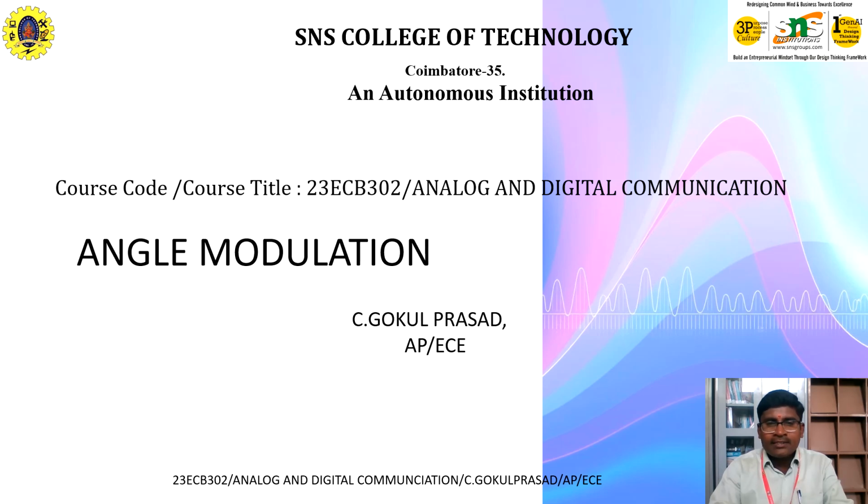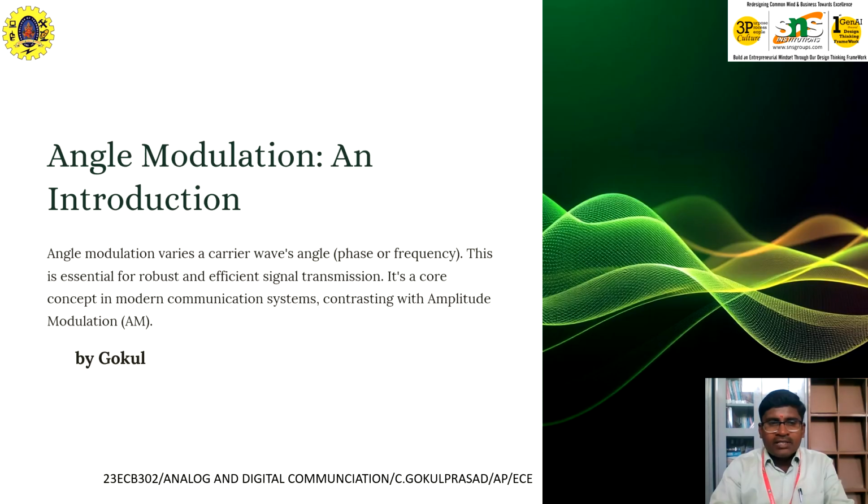Subject code is 23ECB302. Today, we'll be discussing angle modulation. Basically, angle modulation is one of the basic things where frequency and phase modulation are combined to form an angle modulation. It is most essential for signal transmission. Here in angle modulation, a carrier wave is varied in accordance with the message signal or modulating signal or original signal.